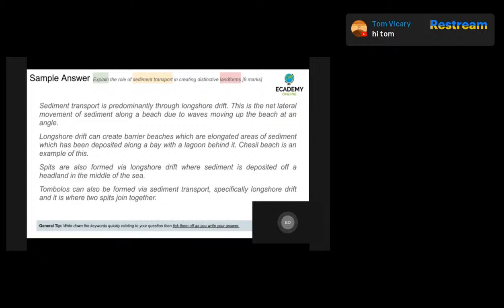Again, in the final sentence, tombolos, correctly identified, can be formed via sediment transport, specifically longshore drift, and it's where 2 spits join together. So again, the candidate has not really talked about the role of sediment transport in the creation of tombolos, and has gone to just describe what they actually look like. Overall, for this answer, the candidate would probably get a low-level mark, maybe 2 or 3 out of 8.